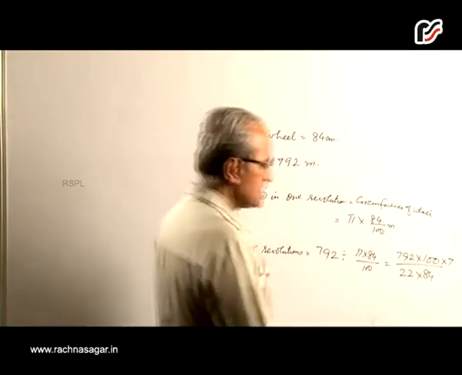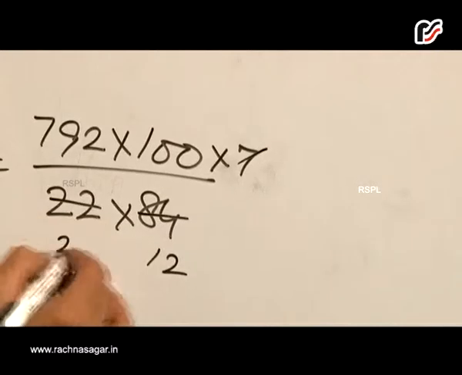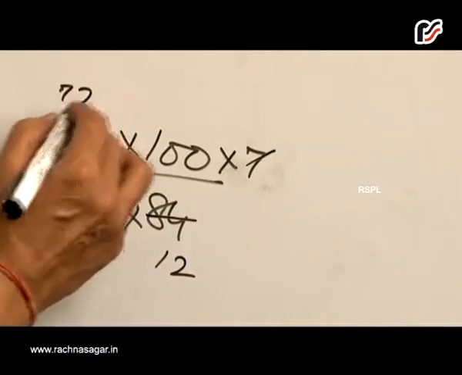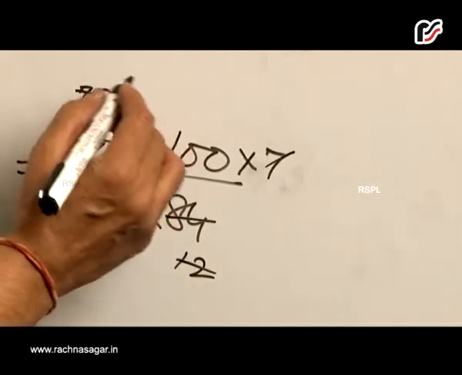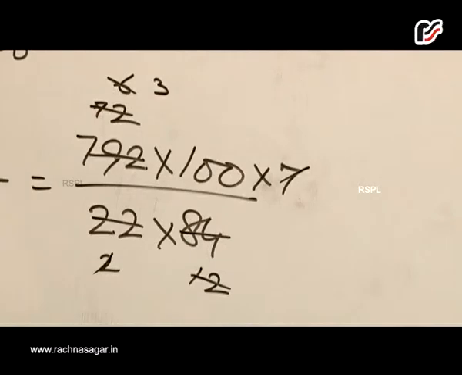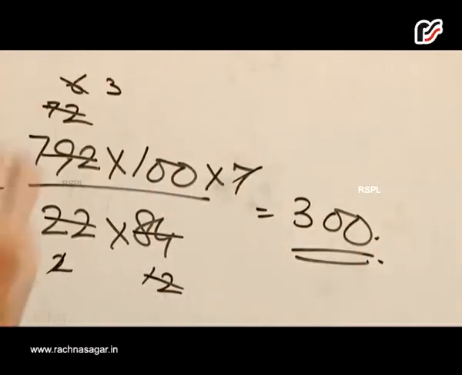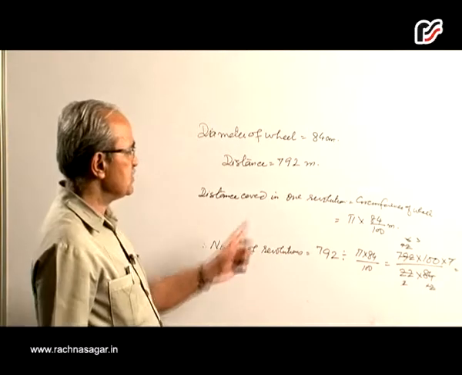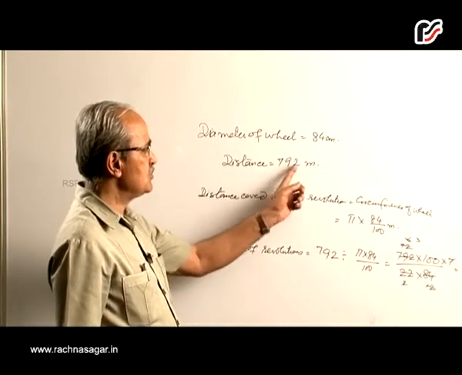We simplify this. 7 ones are 7, 11 twos are 22, 7 and 2, 12, 6, 72 and 2 threes are 6. So we get this to be equal to 300. So therefore 300 revolutions must be made to cover a distance of 792 meters.